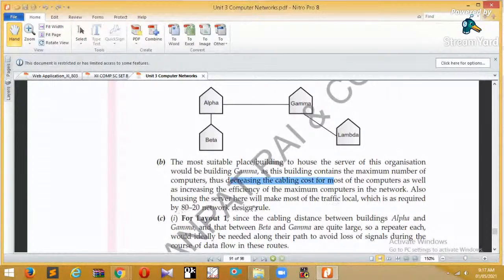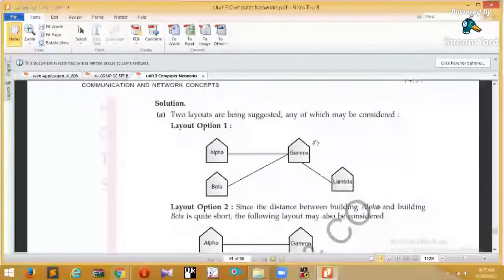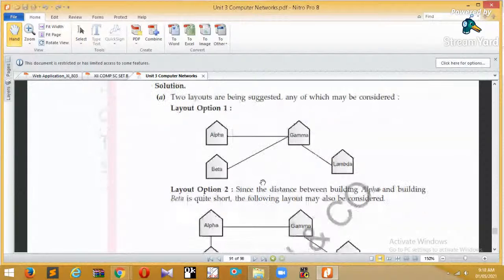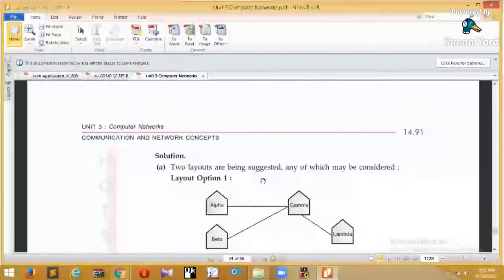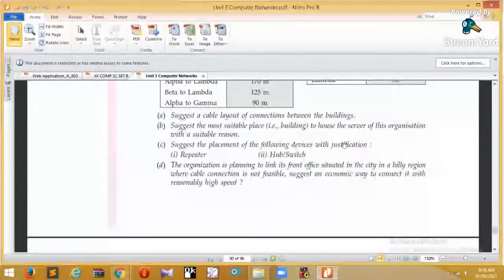Also, housing the server here will make most traffic local, which is required for the 80-20 network design rule. The 80-20 network design rule means the server will cover more area, and where the server is placed, it can give access to more computers. So gamma will be a good place, because from gamma any other building can easily be connected. The main reason for placing the server in gamma is that more computers are connected here. Now let's focus on question number C. Suggest the placement of the following devices with justification.